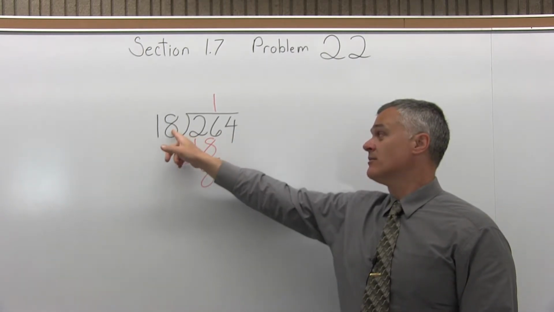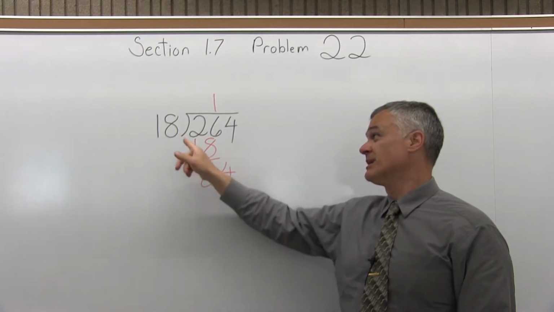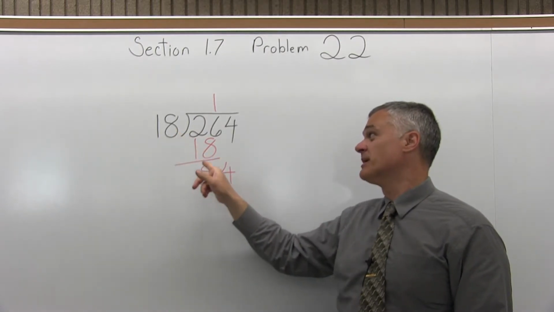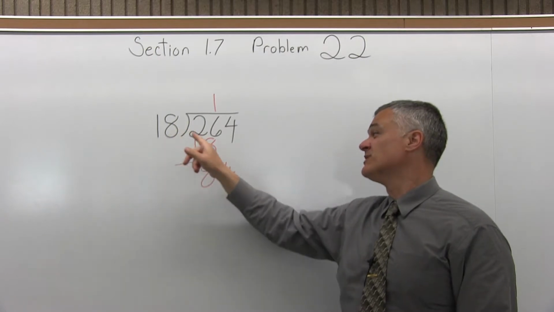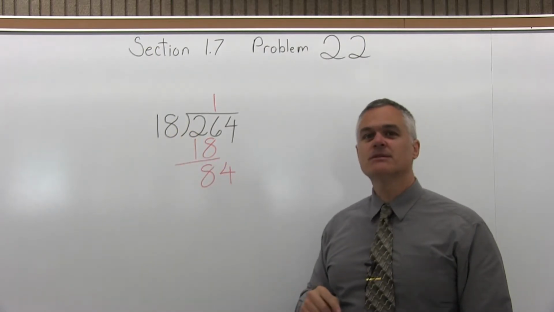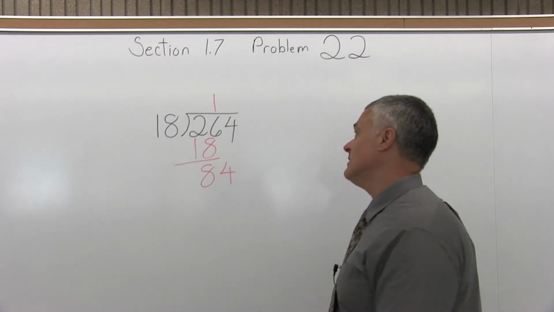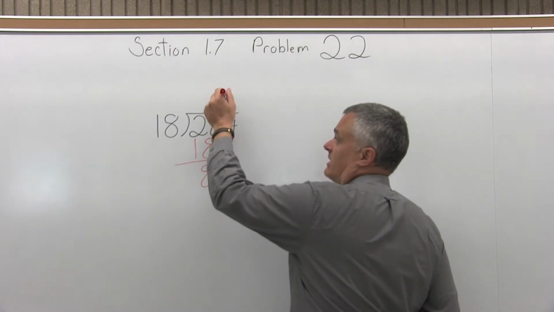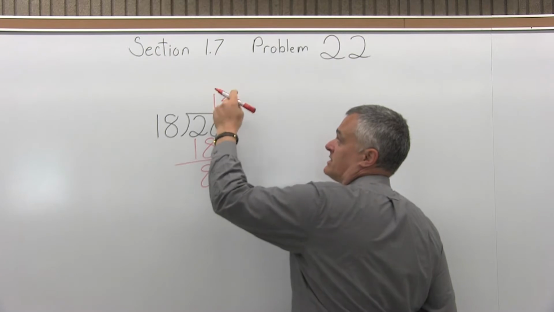Well, you can start reasoning it out. 1 time is 18, that's not big enough. Twice is 36, still not big enough. 3 times is 54, still not big enough. 4 times, that seems good. And if you get it wrong on the first guess, that's okay. You can adjust it. 4 seems like it'll work well.